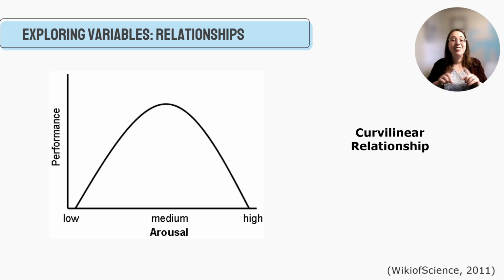But then what we find is it's curvilinear, because on the other end of things is the higher your arousal, the more anxious you are, your hands shake, your brain races, and maybe you don't do real well on something. So again, if you're low arousal or high arousal, you may not do super well, but those in that medium, who feel just motivated enough, are the ones that perform the best. So that's an example of a curvilinear relationship.